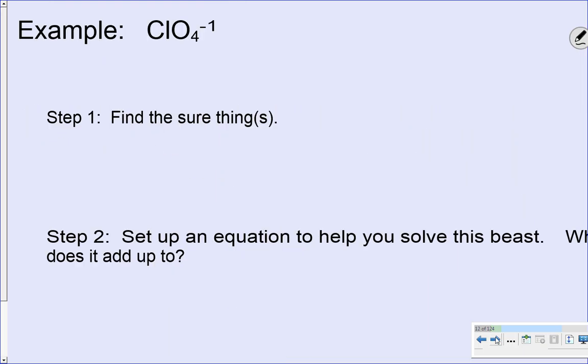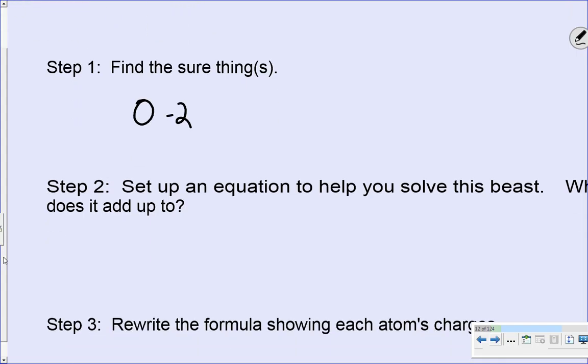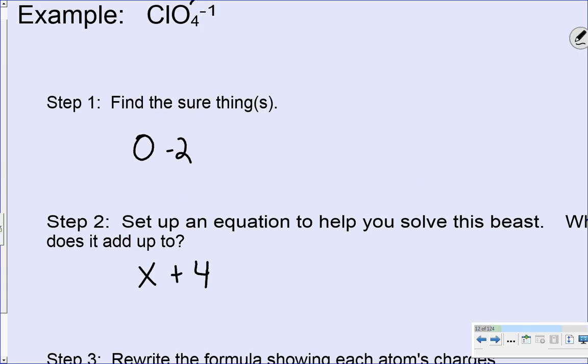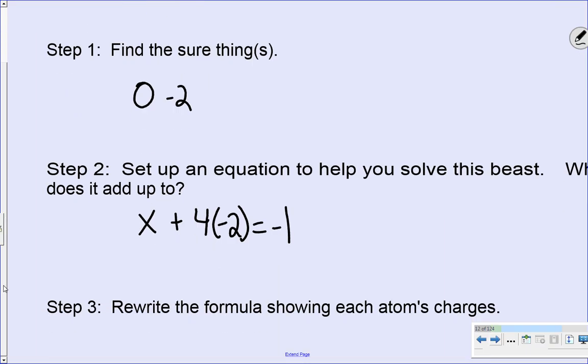Next, we're going to tackle an ion. So this is a polyatomic ion from table E, and they're telling you that it has a -1 charge overall. Our sure thing here is oxygen. So to set up our equation for this, we have 1 chlorine. We're going to call that our X. We're going to add that to our 4 oxygens times -2. Because this is a polyatomic ion, they're telling us the whole thing adds up to -1, not 0.